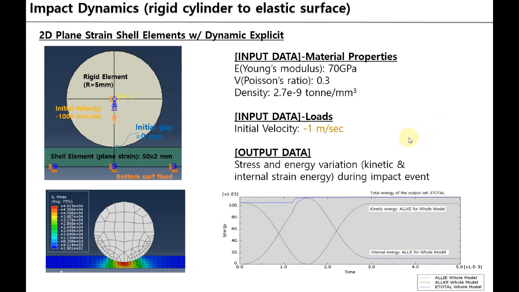We used aluminum material properties for the elastic layer: 70 kilopascal modulus, 0.3 Poisson ratio, and 2.7 times 10 to the minus 9 ton per cubic millimeter for aluminum density. Don't forget we're using the ton unit system.